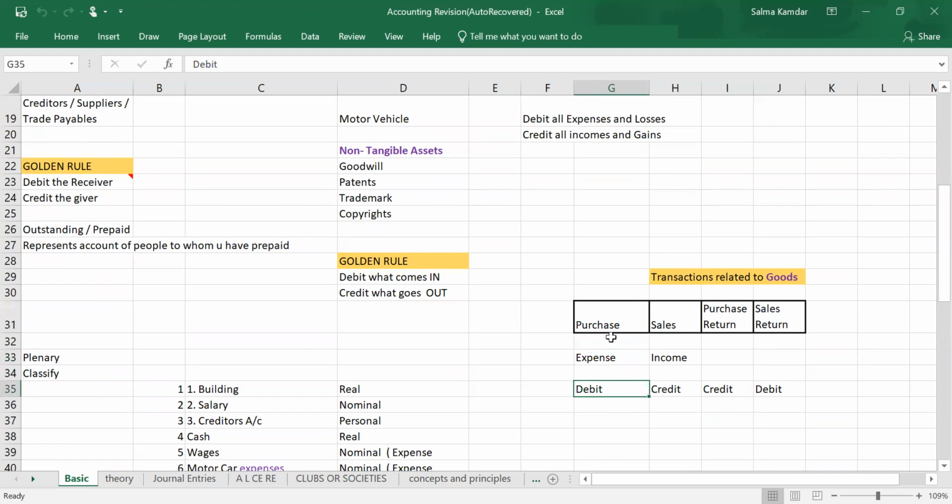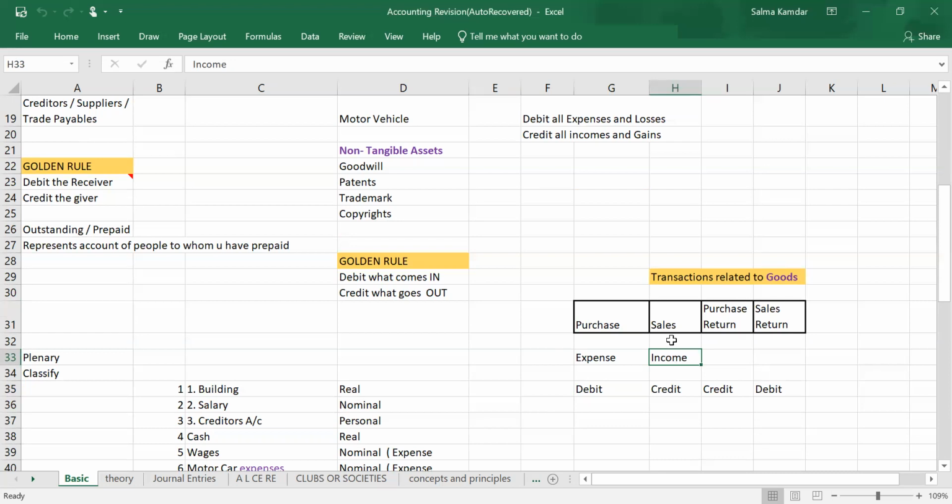Okay. Can somebody give me the journal entry for credit purchases? Purchase debit, trade payable credit. Okay. Somebody give me the journal entry for cash sales. Cash debit, sales credit. Okay. And for credit sales? Sales credit, trade receivable debit. So under any circumstances, sales will always be credited, right? Yes.